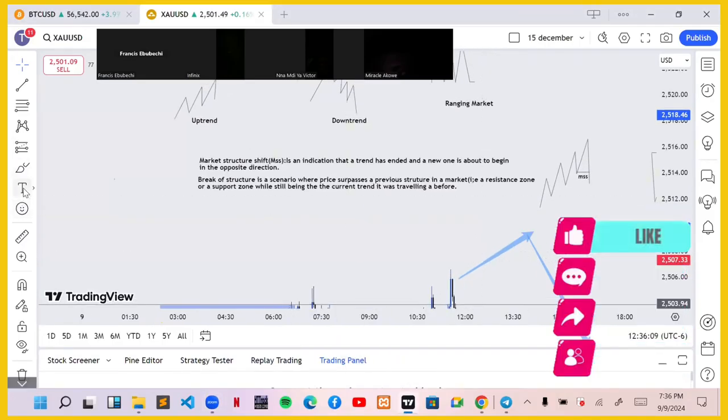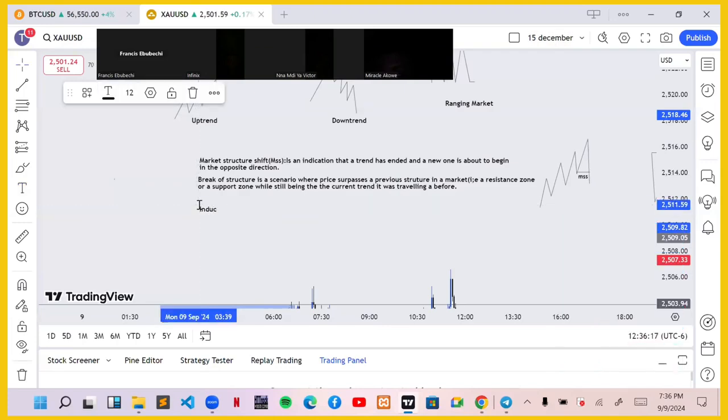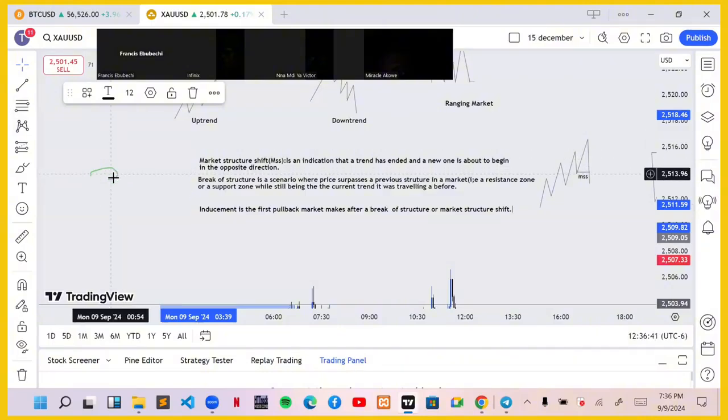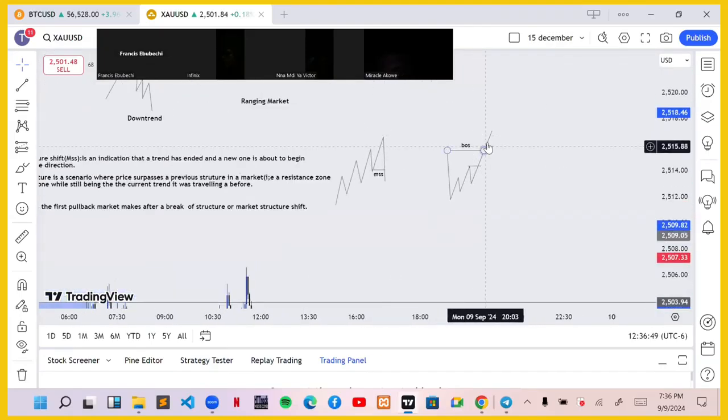So inducement is the first pullback that market makes after there is a break of structure or a market structure shift. This line is the first pullback that market makes after a break of structure or a market structure shift. So something like this now, for example, this is a break of structure.